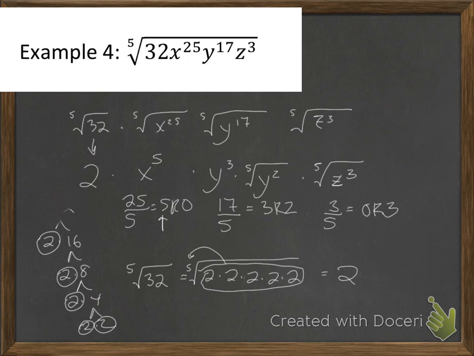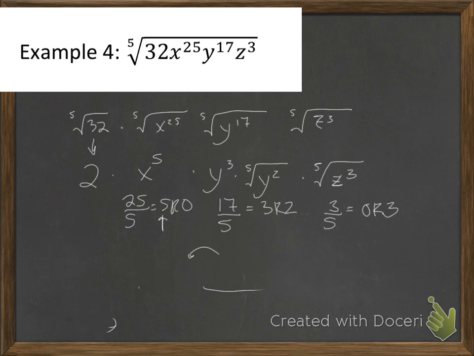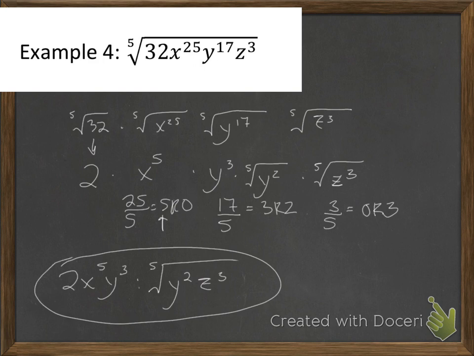Okay, so now what should we do? We have this expression. Let's see if we can clean it up a little bit before we write our final answer. So we have 2x to the 5th, y to the 3rd, times the 5th root, and we can put all of that under one radical, the 5th root of y squared z to the 3rd power. Okay, so this right here is our final answer. I try to always leave a space here, so that it's clear that this 5 belongs to the radical and is not an exponent for what's in front of it. So this is the 5th root.